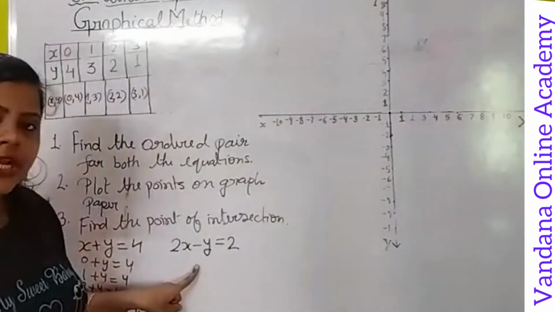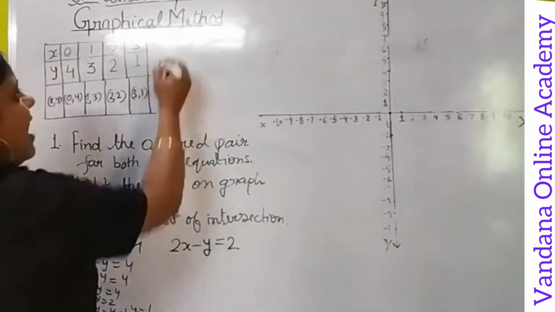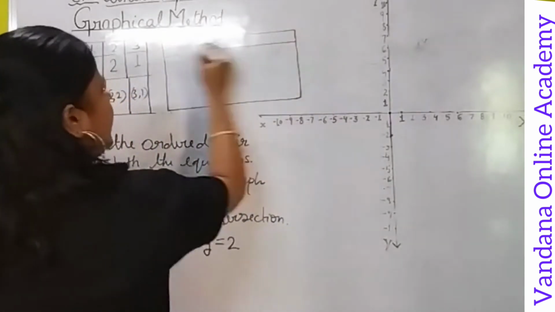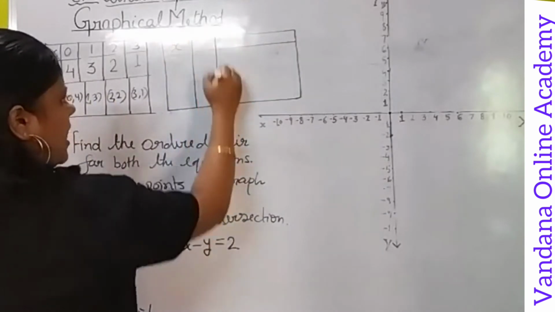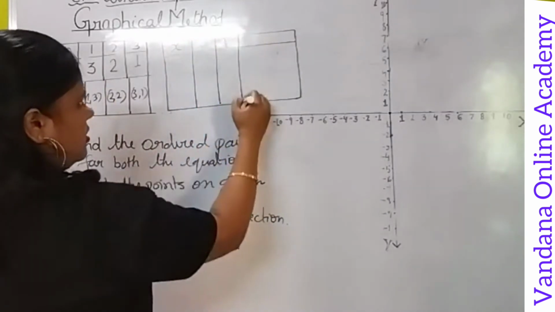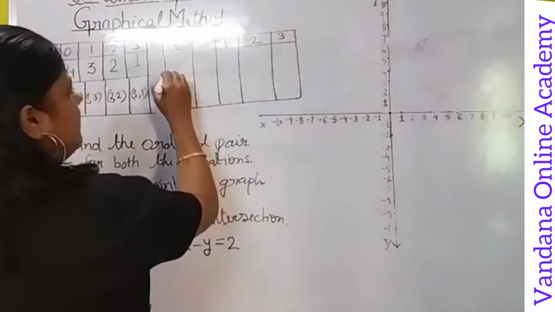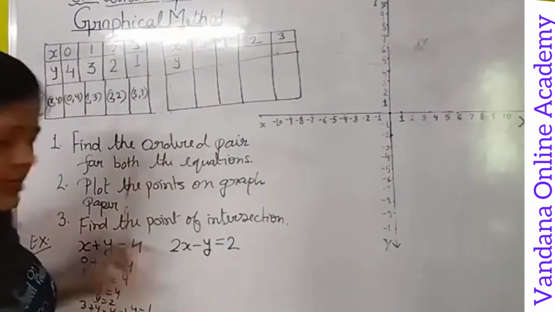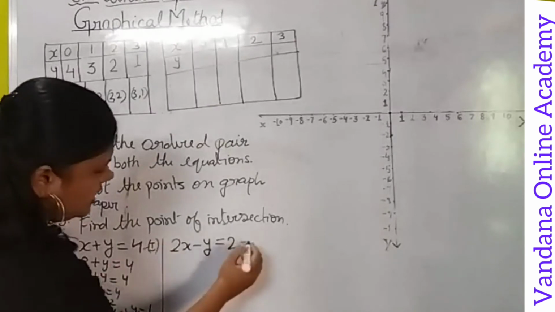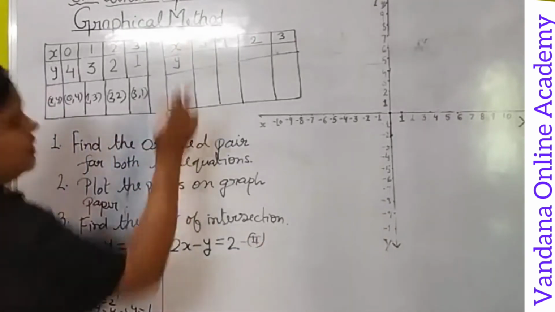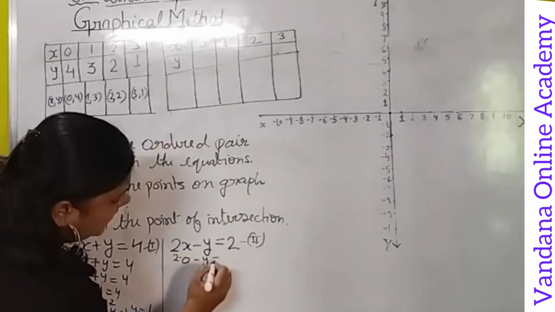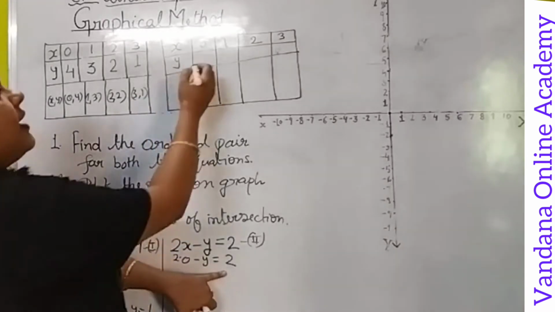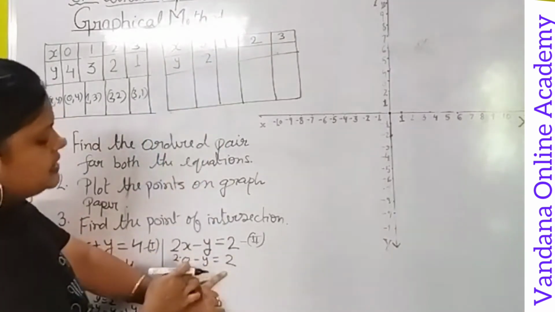Now for the second equation, again we will do the same thing. We have to draw a table. We will take the value of x. So again we are taking 0, 1, 2, 3. Now we will calculate, we will find out the value of y. So now these values of x, you have to keep in equation number second. This is your first equation and this is your second equation. So we will put the value of x. So we will keep 0. So we will get, see, this will become 0 and y is equals to minus 2. So we will write here minus 2, because this minus will go this side.